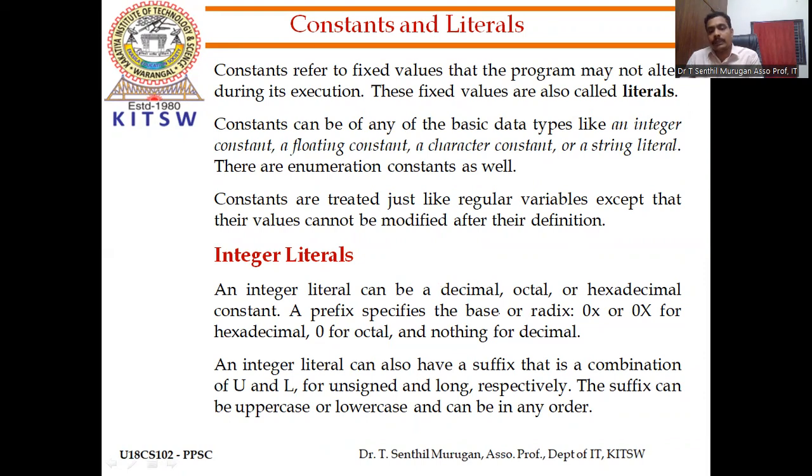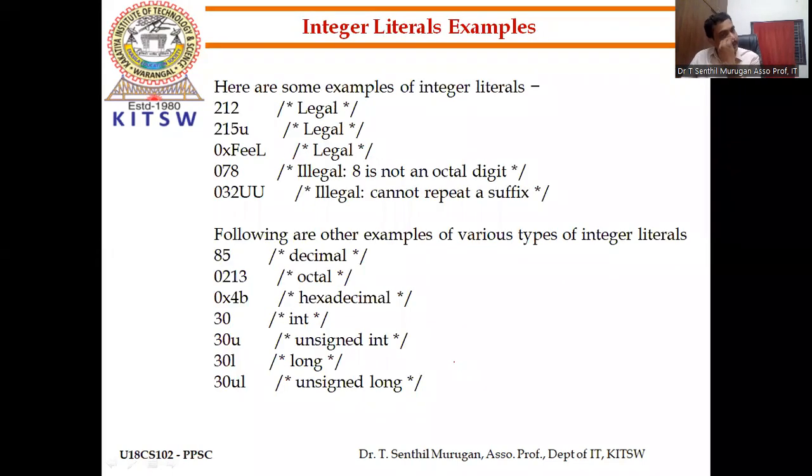If the prefix specifies the base or radix, 0x or 0X is for a hexadecimal number. 0 represents that the number is an octal number. Otherwise, decimal is the common one, the regular numbers. These are simple examples: 212, an integer number. This is also an integer number. And what is this? 0xF. This is a hexadecimal number.